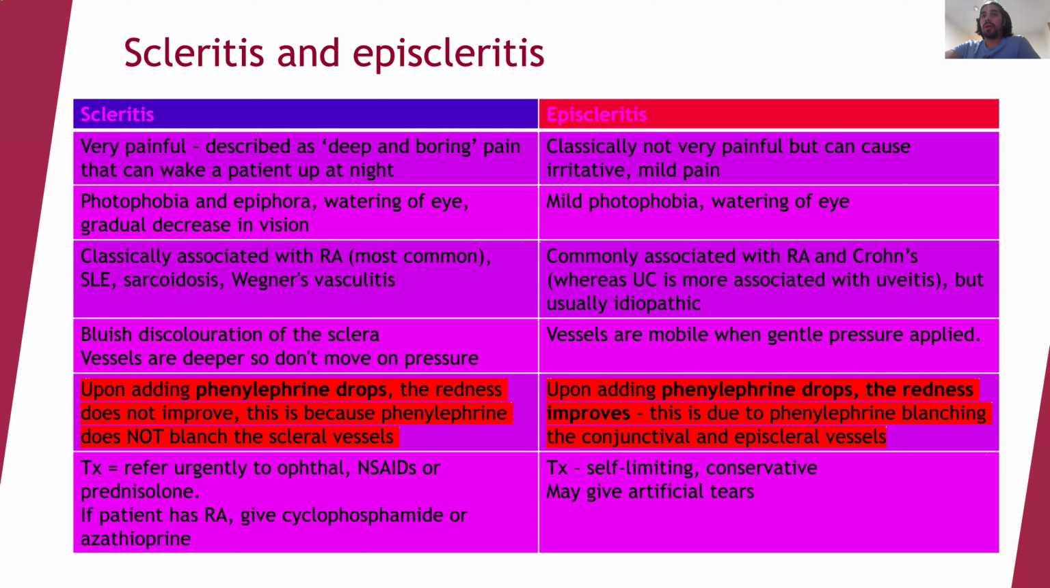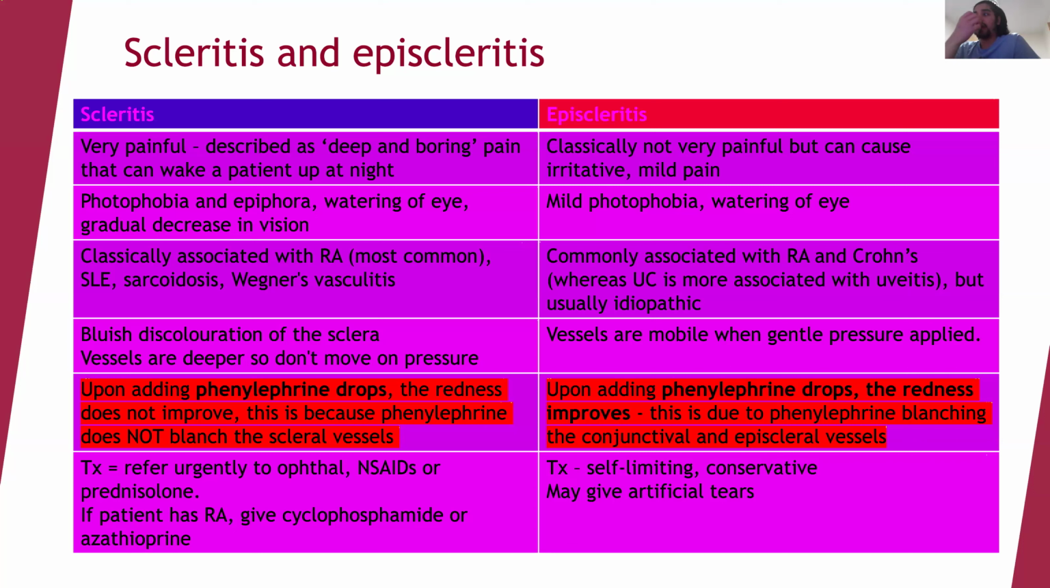So the reason why we worry more about scleritis than episcleritis is because scleritis can cause ocular complications such as peripheral keratitis. It can cause uveitis, it can cause cataracts, and it can cause glaucoma. So that's why we do refer urgently to ophthalmology. You want to give NSAIDs or steroids, so prednisolone. And if they have rheumatoid arthritis, you can give cyclophosphamide or azathioprine.